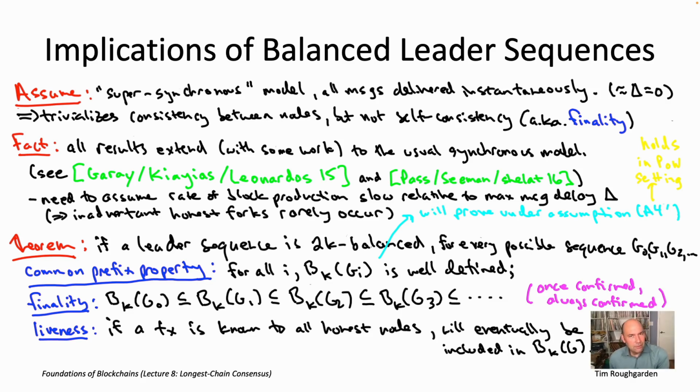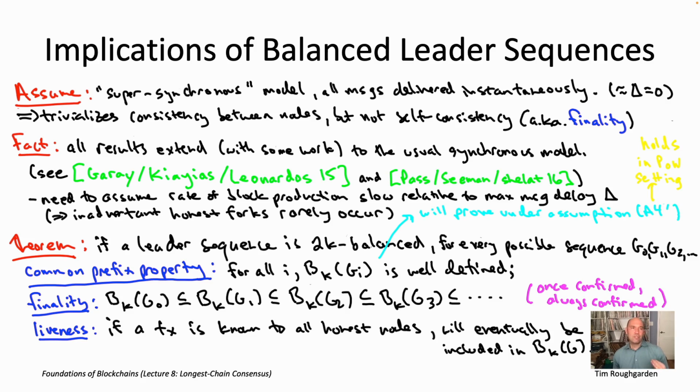Now, that may disappoint some of you, right? I promised you earlier that assumptions A1 through A5, with the weaker version of assumption A4, should already be enough to deduce all of the consistency and liveness properties that we want of longest chain consensus. But never fear, you can prove the common prefix property using the weaker assumption A4, the version of the assumption that's appropriate for the permissioned and proof of stake settings.